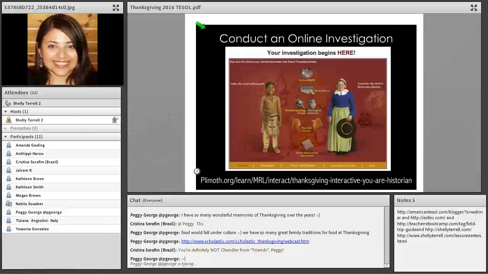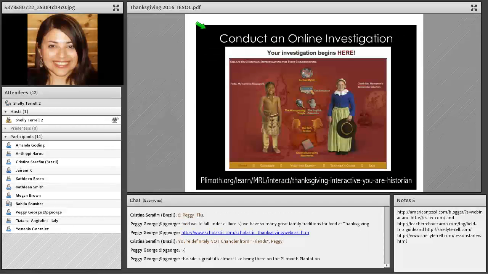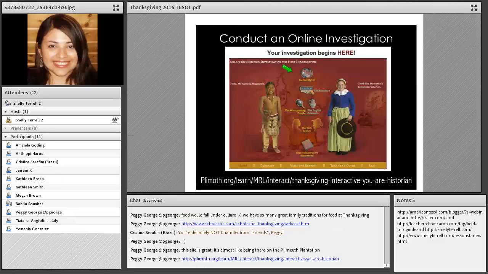The other one I really like, and this is great for adolescents or young learners, is where students get to become one of the characters. They role play as either one of the boys that's from the tribe or a pilgrim girl. And after they choose the characters, they go on an interactive. So they click. This is actually from Plymouth.org. And what it does is it takes them through artifacts. They have to make decisions. They're historians, and they go through these artifacts, and then they figure out what they can learn from these artifacts. And it's interactive.